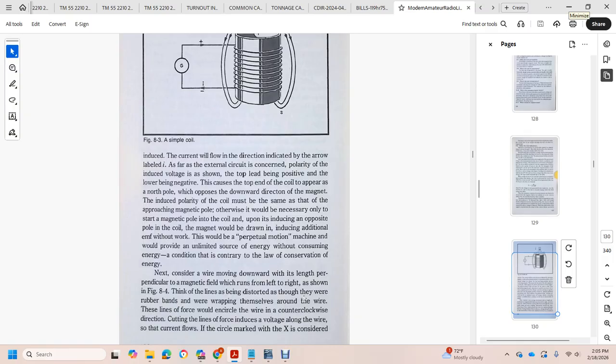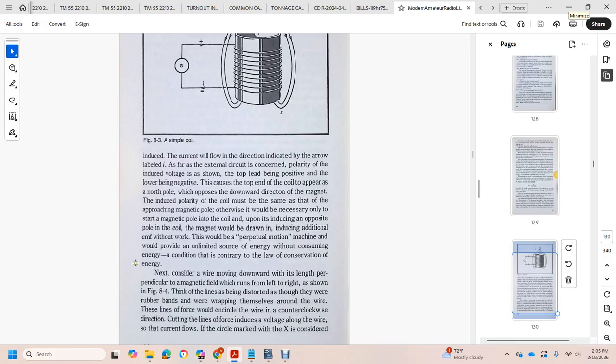An induced opposite pole of the coil would draw the magnet with additional EMF without work. This would be a perpetual motion machine, providing an unlimited source of energy without consuming energy, a condition contrary to the law of conservation of energy.